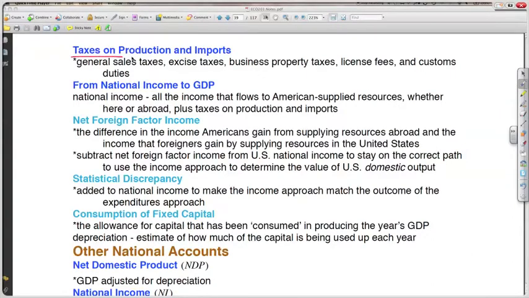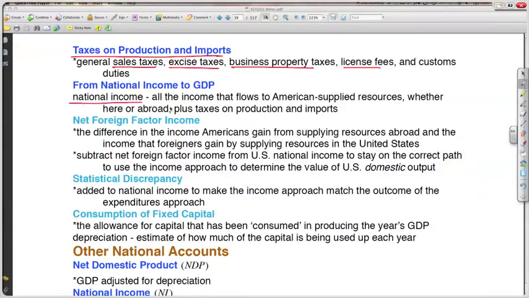We also have taxes on production and imports. So sales taxes, which are on general goods. Say if you're going out to eat, you pay a sales tax. It doesn't matter which type of restaurant you go to or what type of food you eat. Excise taxes are on specific goods, like the tax on alcohol and taxes on cigarettes. We have business property taxes, license fees, and also customs duties.